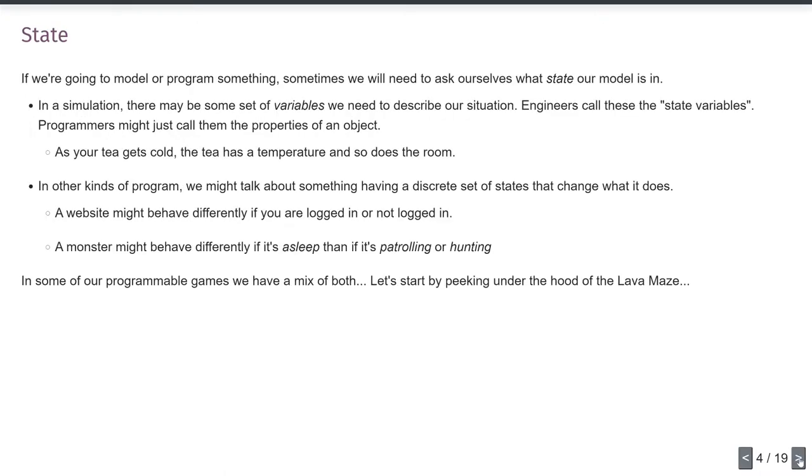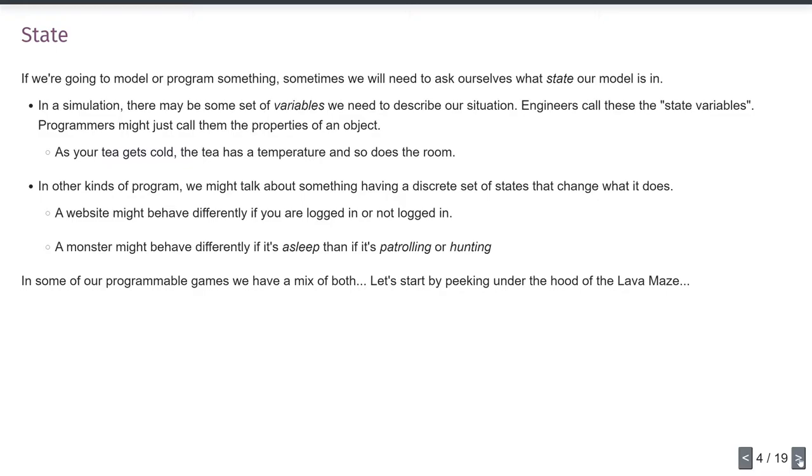We are going to talk quite a lot about state because we are doing these physics games, these simulations. There are two ways that we're going to talk about state. Many of our games are little physics-like simulations, and the more mathematically oriented people might refer to some of those things as dynamical systems. In those, there tend to be some set of variables that you need just to describe the situation, and the engineers tend to call those the state variables.